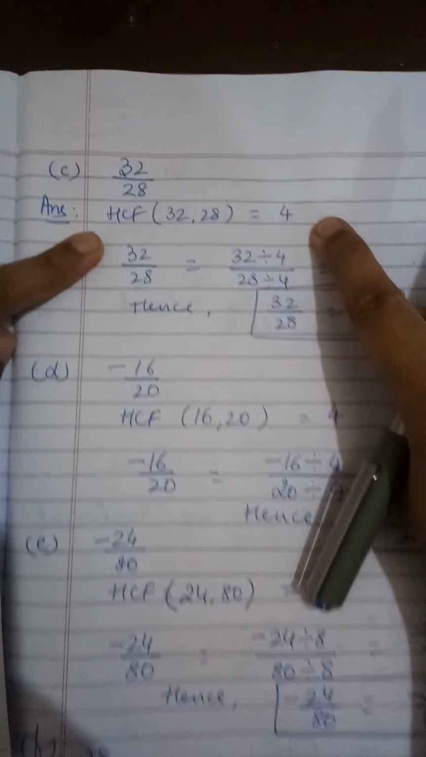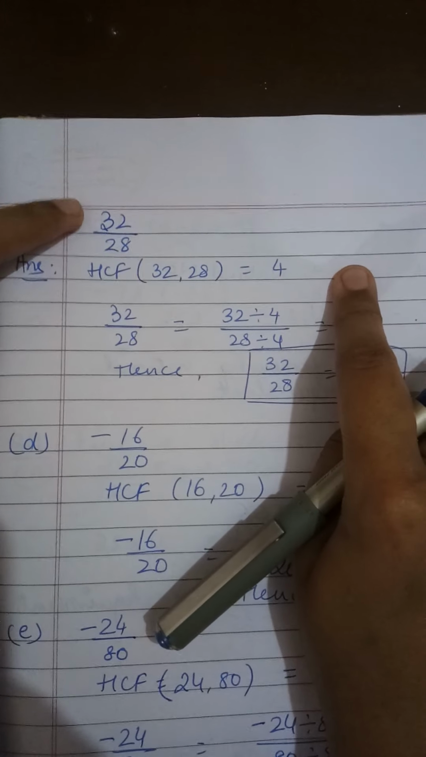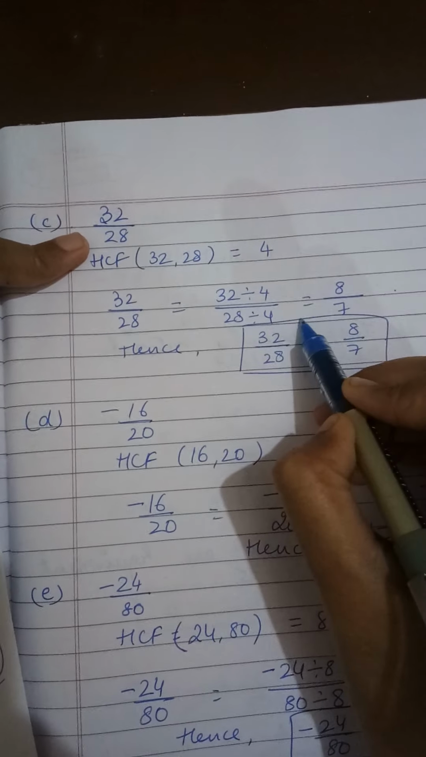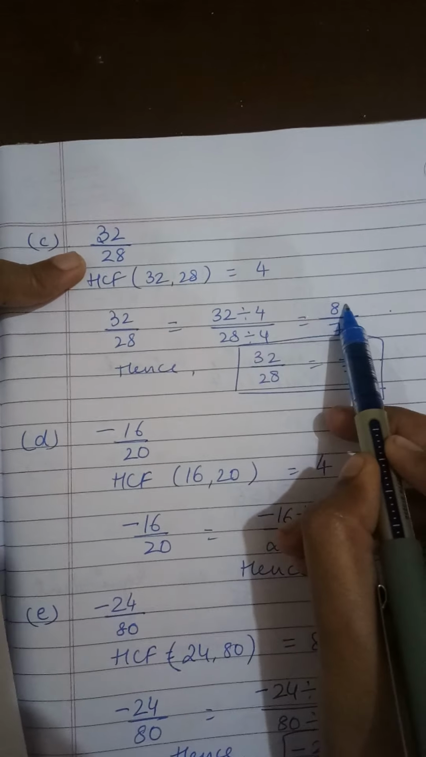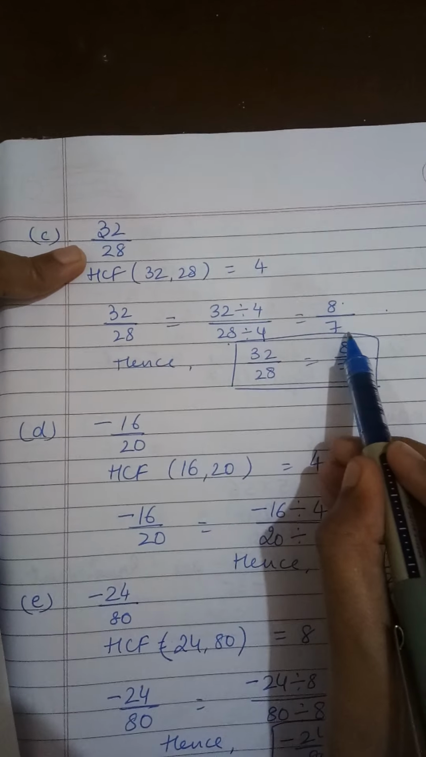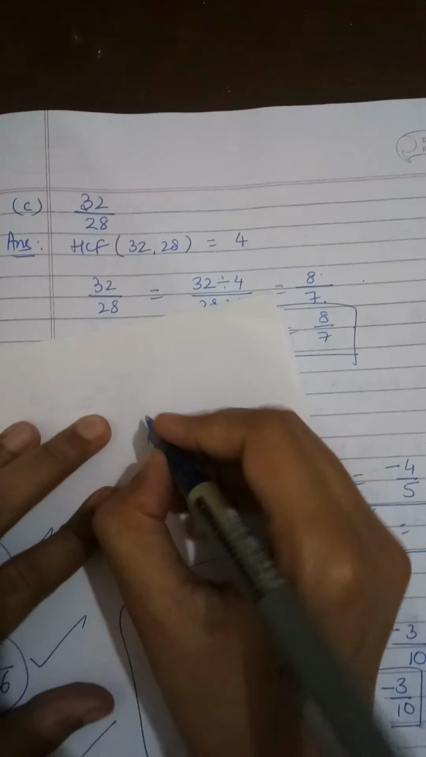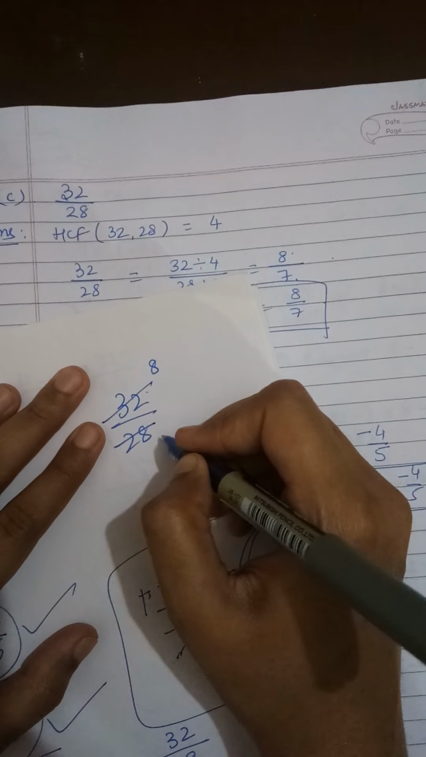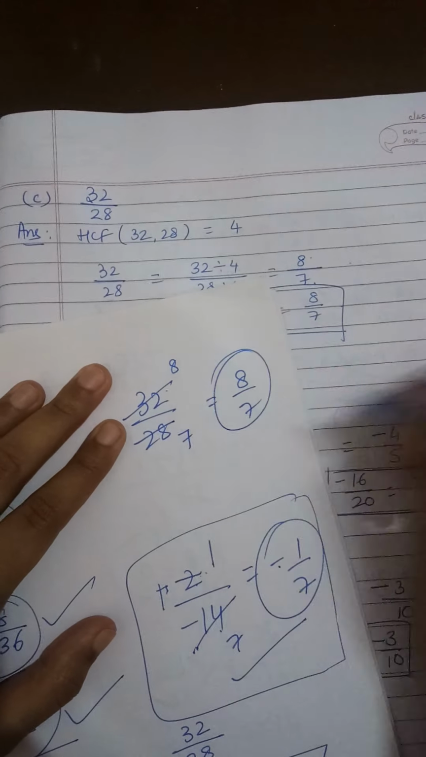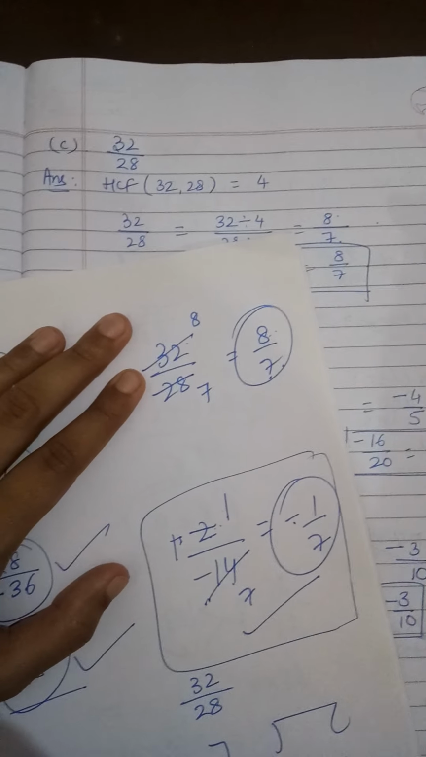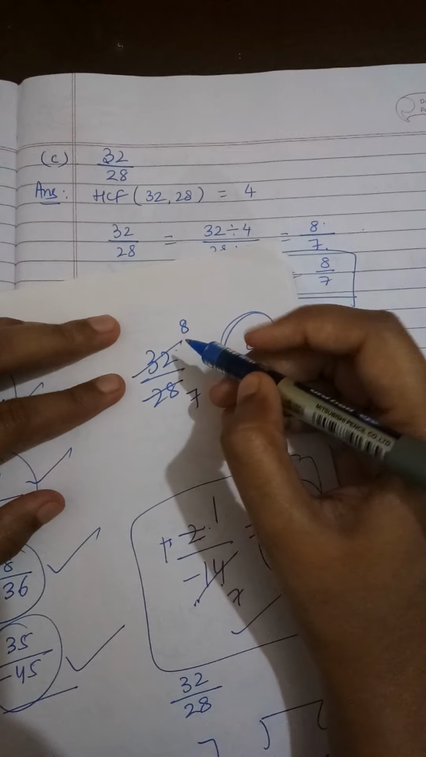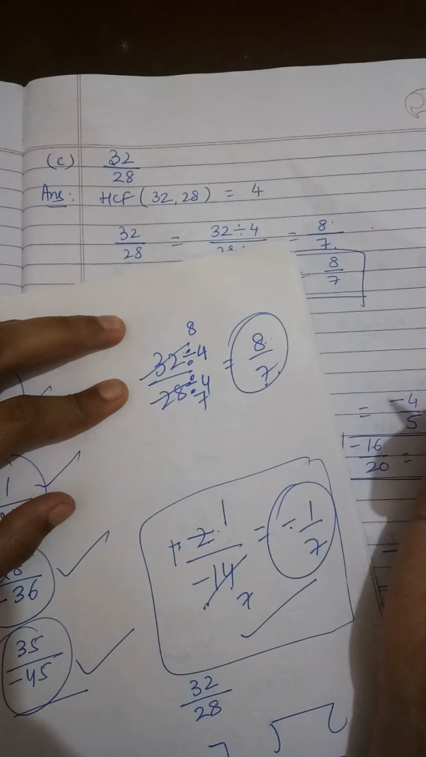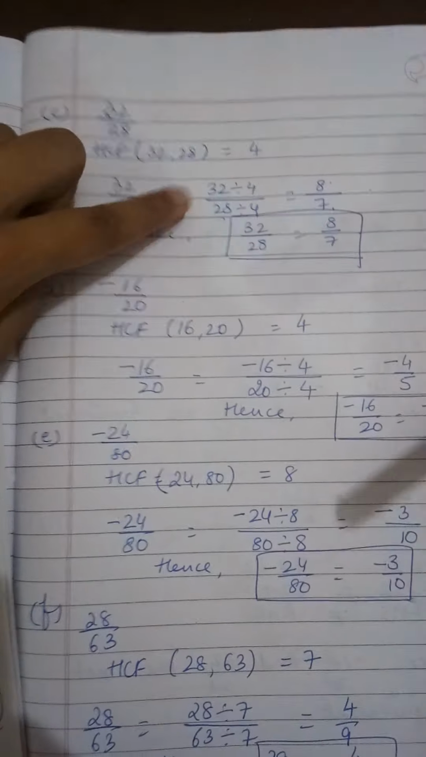Now the HCF is 4. I am going to divide the fraction 32 upon 28 by the HCF, right? So 32 divided by 4, 28 divided by 4. 32 divided by 4 gives me 8, and 28 divided by 4 gives 7. If you want to check 32 upon 28, let us cancel: 4 8s are 32, 4 7s are 28. The standard fraction is 8 upon 7, because it cannot be cancelled further. But you have to tell on which table you have cancelled, so you show that I have cancelled by 4. That's how we have shown it here.